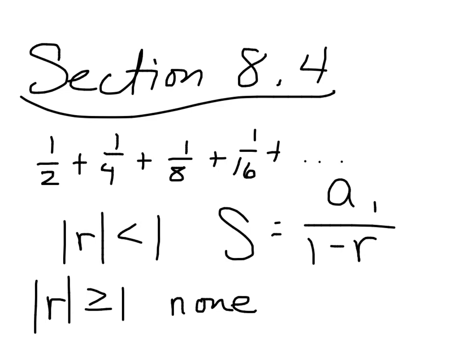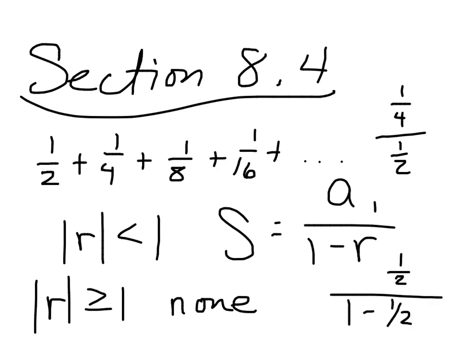Okay, so if we do the one that's on the screen, 1/2, 1/4, 1/8, 1/16, first of all, what's the ratio? What are they multiplying by to get the next number? 1/2. If you forgot how to do it, you could take 1/4 divided by 1/2. As long as that number comes out to be less than 1, you can put it in the formula. If it's above 1, you can't. So then, in the formula, what's the first term? 1/2, divided by 1 minus 1/2.